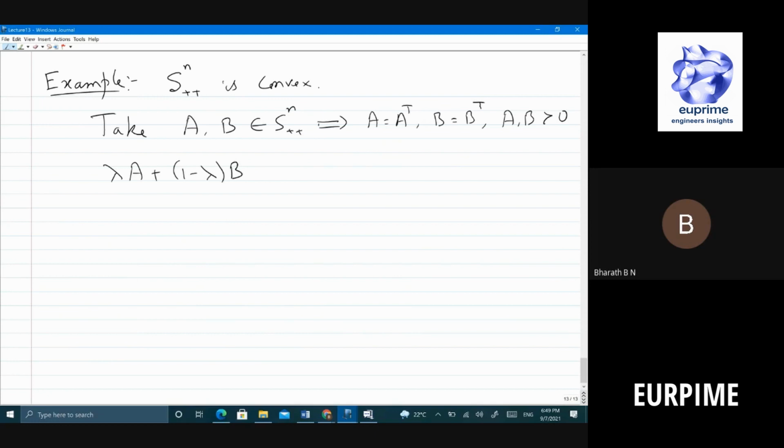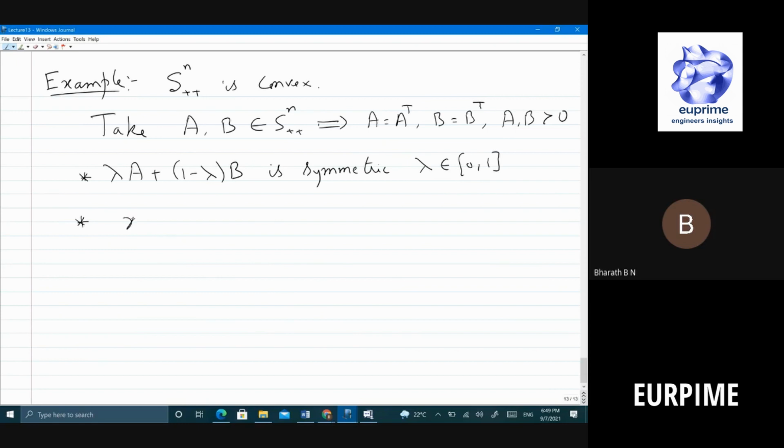Obviously, this is symmetric, right? So lambda is between 0 and 1, okay? So this is symmetric. This is clear, right? What else do I have to show? It's obviously n cross n. I have to show that this is positive definite, right? In this case, how do you prove that?